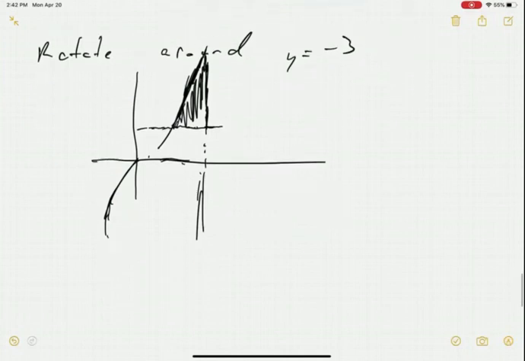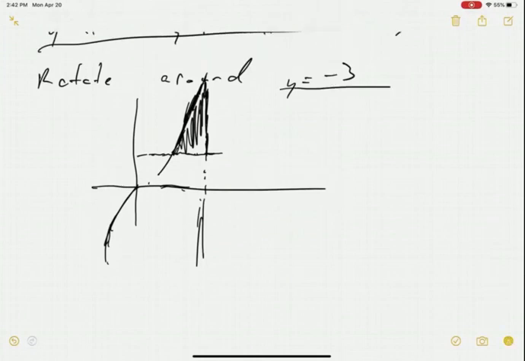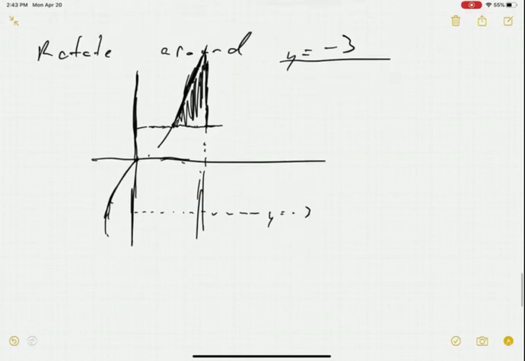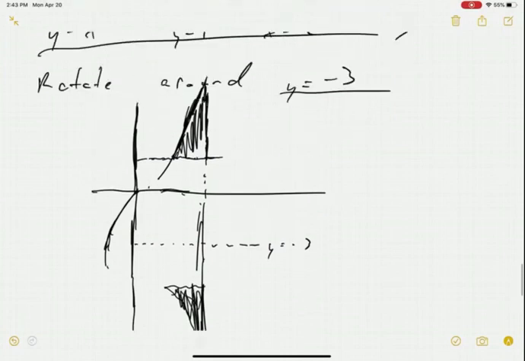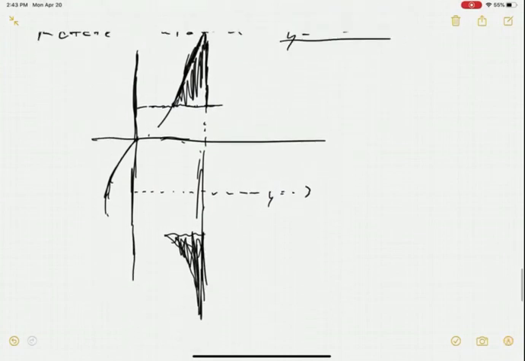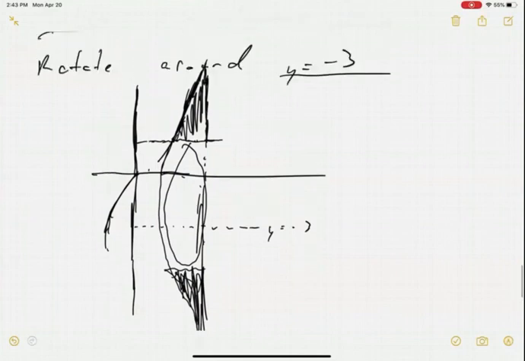And then we rotate that around the line y equals -3, which is all the way down here. So we rotate it around that line, and what do we get? We get another piece of our curve down here. So this is our object, and it's connected by all these washers. Our object is a kind of cone looking thing. So this is our region.